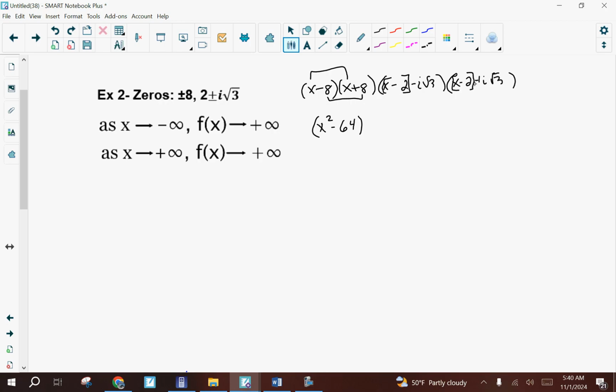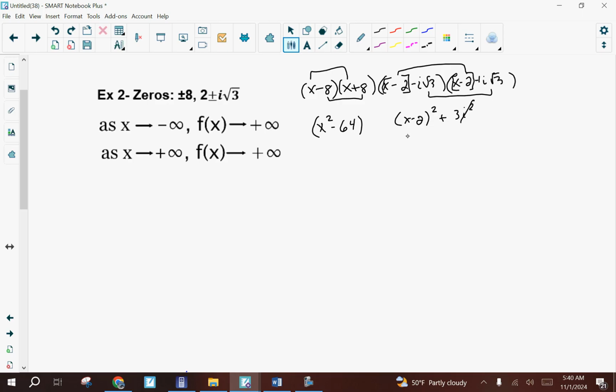And basically we're turning it into a shortcut. So we're going to multiply these two together. That's going to give me (x − 2) squared. Let me multiply these two together. So this one's going to give me negative 3i squared, which basically turns it to a plus 3.